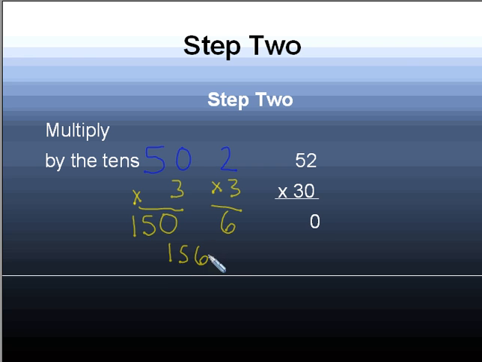What we need to do with this now is to bring it over here, add it to the 0 that we already did when we multiplied 52 times 0 in the ones place. Now we've done 52 times 30, or 52 times 3 in the tens place, so now we need to add that in front of our 0, giving us our final answer of 1,560.